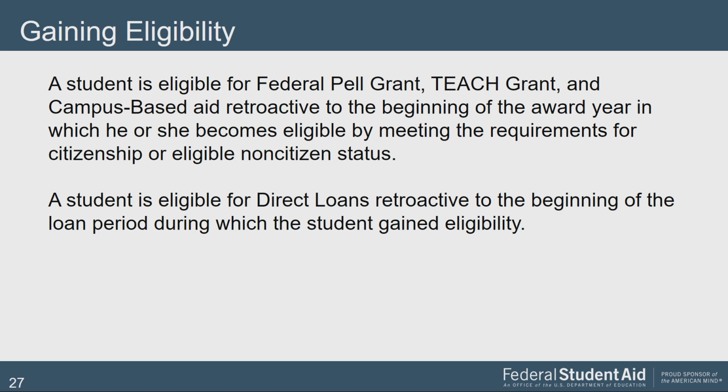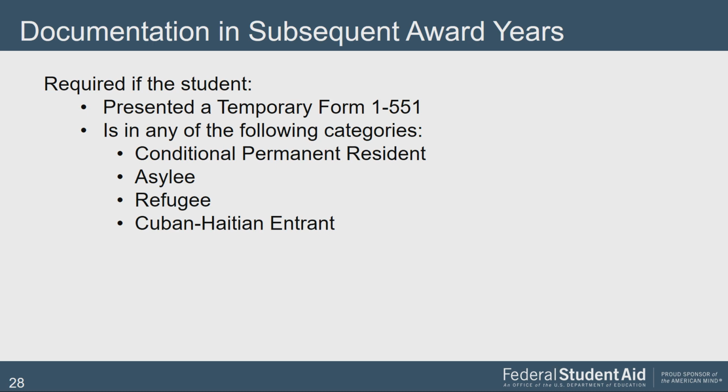If my loan period also started in the fall, you would be able to award me loans from the fall through the end of my loan period. As it relates to documentation in subsequent award years, you must document a student's immigration status in a subsequent award year if that student is not confirmed through the automatic primary or secondary match process. Additionally, if I came to your school this year and presented a temporary I-551, or I was in any of those categories, you would need documentation in a subsequent award year, assuming I did not pass the primary or secondary match process that I talked about earlier.